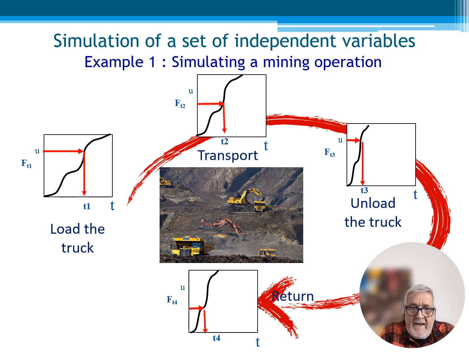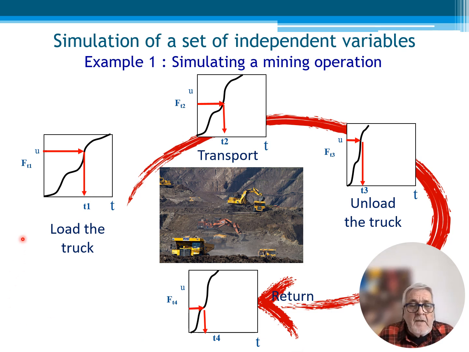Let's see, for example, a mine operation with 4 operations. For example, load the truck in one place, transport the full truck with the mineral to another point, unload the truck and come back. Suppose we measure in each of the 4 operations the histogram of the time it takes to load the truck. The cumulative histogram is right here. The transport is faster, it takes less time. The abscissa is time, and then the time to unload, and the histogram of time to return.